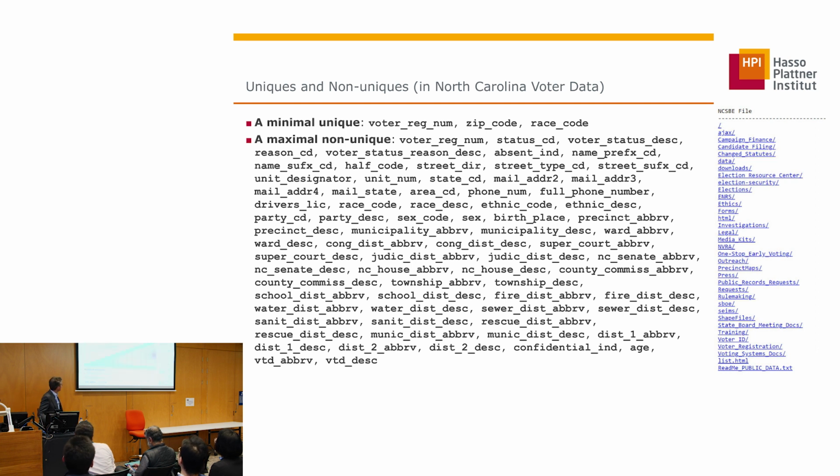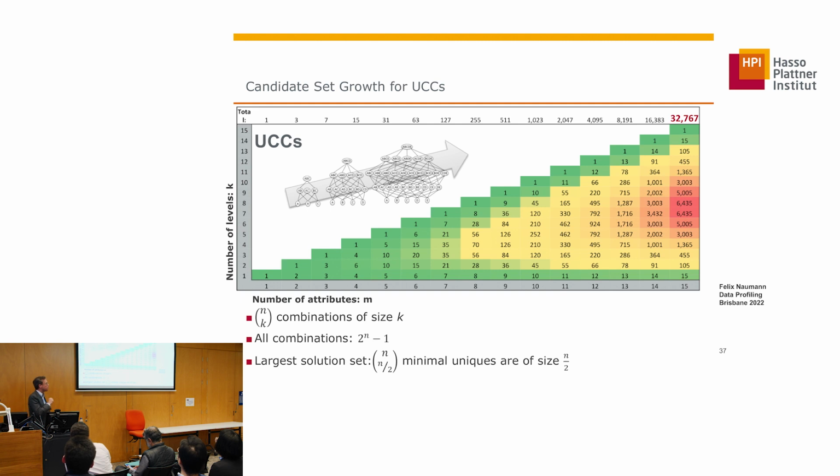Anyway, okay, so here's a chart about the problem size. Number of candidates we have to check to find out, is that a unique or not? So if you have one column, you need to check one candidate. If you have 15 columns, there are 15 candidates of size 1, 105 candidates pairwise, et cetera. And the larger your candidates get, the more of them there are. So there are more than 6,000 candidates of size 6, so column combinations of size 6.